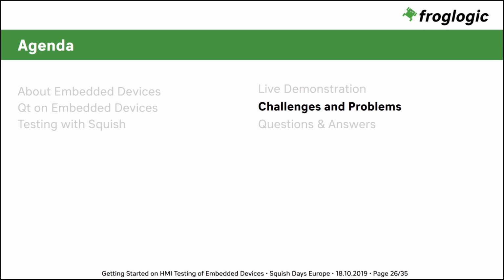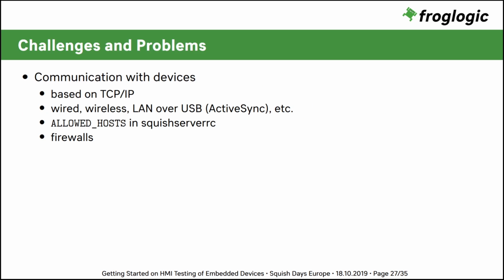Let me talk now about some common problems and challenges which you might have. One of the first things is the communication with the device. The communication in Squish is based on the TCP/IP protocol, and that means that both the device which you want to test and the tester's PC have to be in the same network. The network can be wired, wireless, or you can even use LAN over USB if you have such possibilities.